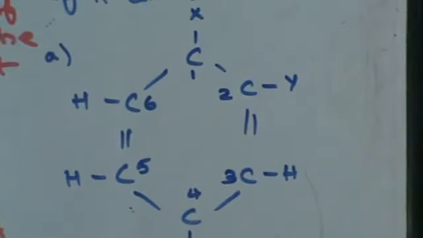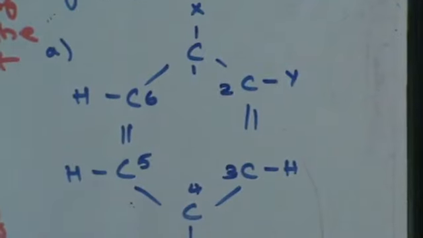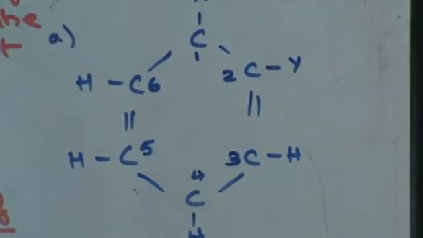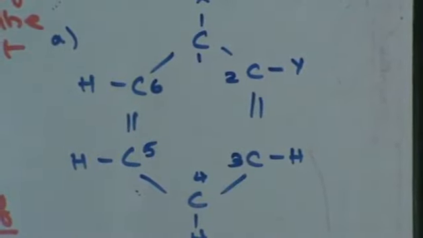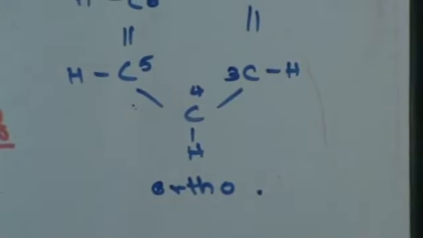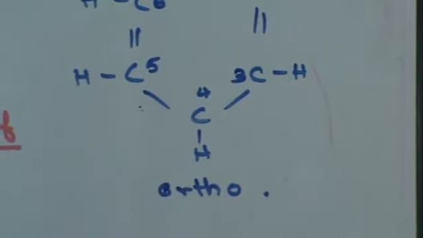If you have an atom or a compound that replaces the hydrogen atom attached in the second position, then such a structure is called an ortho structure. Or this is called my ortho position. Fine, we get this in clear? This isomer is called the ortho isomer. Fine.